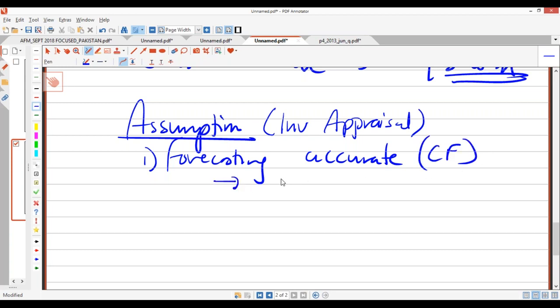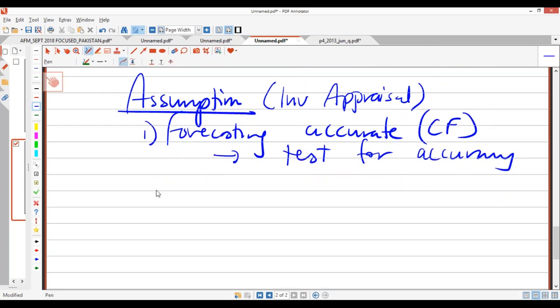Then you move on to say probably you want to test for accuracy. Is that okay? Test for accuracy. What do we normally do to test for accuracy, guys? Come on, just mention something.